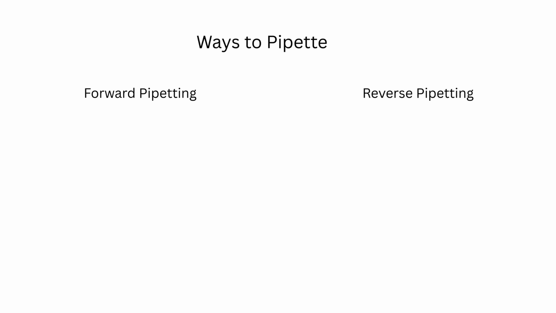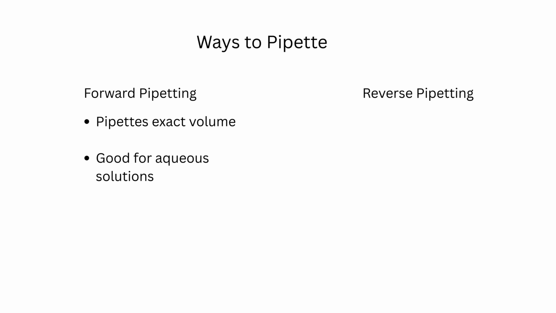There are two main ways to pipette: forward and reverse pipetting. Forward pipetting involves drawing up the exact volume of sample needed, is used when pipetting aqueous solutions, and is the method most commonly used in the clinical laboratory. In this technique, the sample is drawn up using the first stop and dispensed using the second stop.